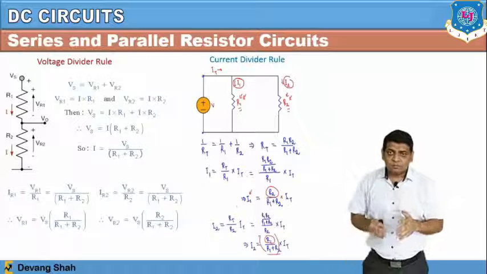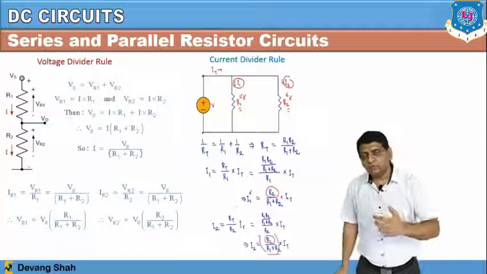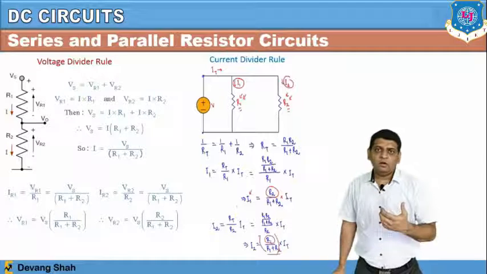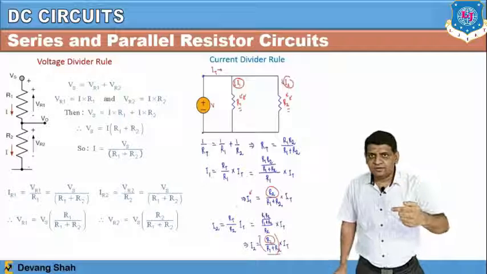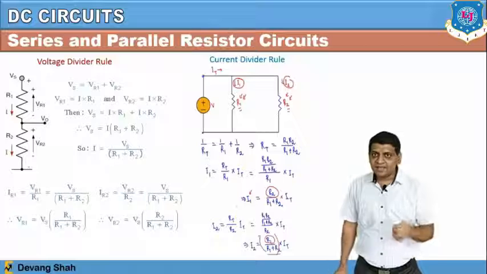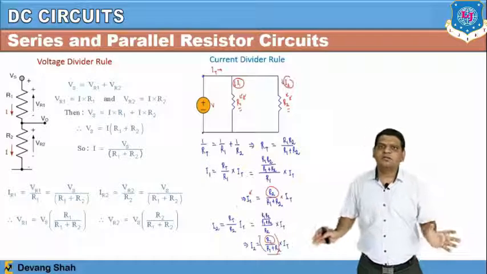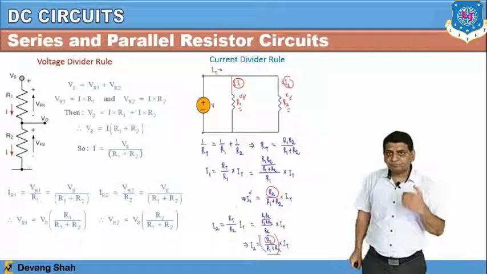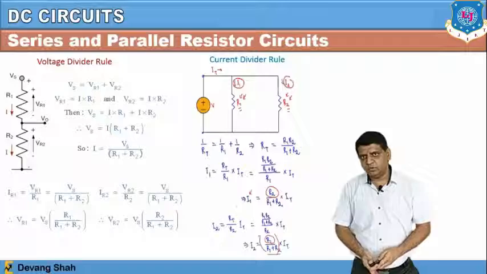Right, now see what is alike here. In the voltage divider, whatever voltage drop you want to find for any resistance, that comes in the numerator, but this is not the case with the current divider rule. So I1 is equal to R2, not R1. Remember, this is a common mistake students make, right? This is the difference between the voltage divider rule and the current divider rule, right?